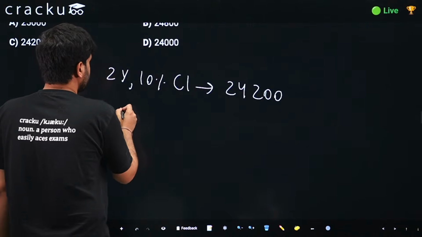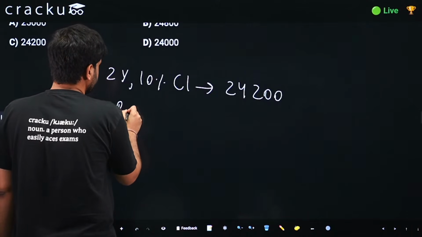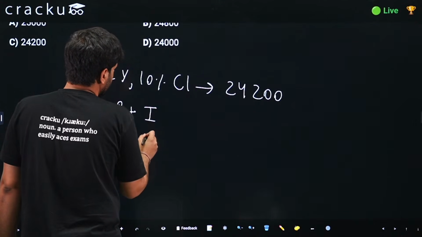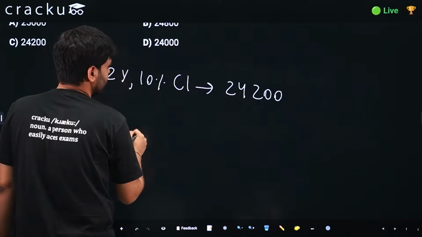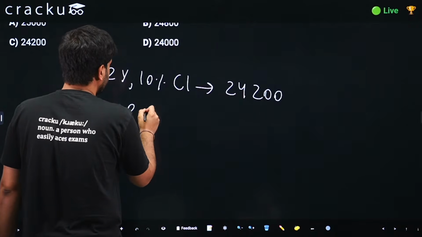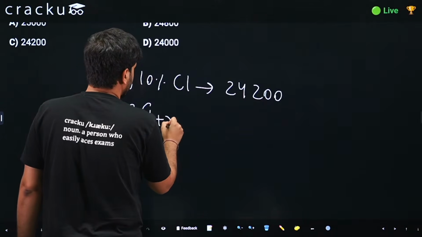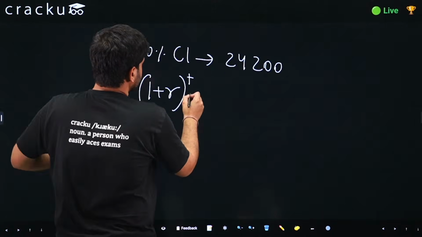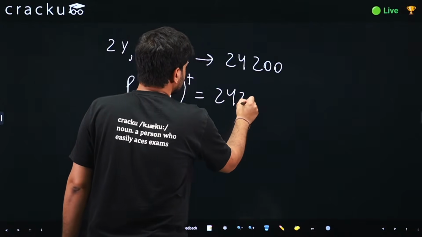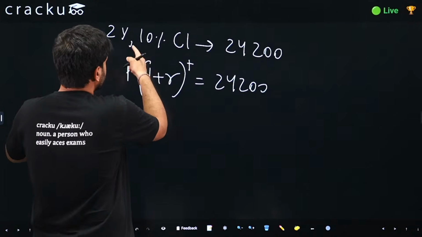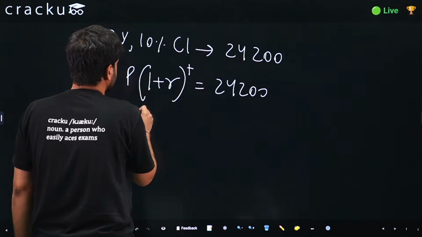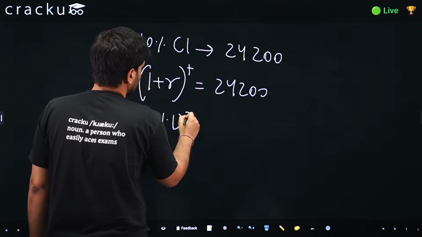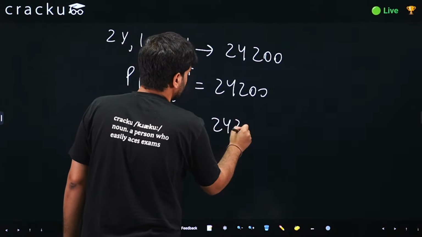The amount is principal plus interest. Basically in compound interest, we can directly write the amount. Amount would be P into (1 plus R) to the power T. This is nothing but 24,200. So T is 2 here and R is 10%. So it would be P into 1.1 to the power 2, and this would come out as 24,200.